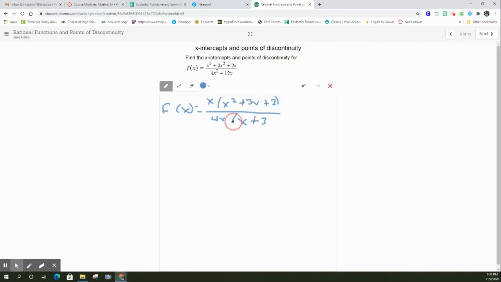I can still factor on top. Okay, so I'll keep going here on top. So that's going to be x plus 2, x plus 1.